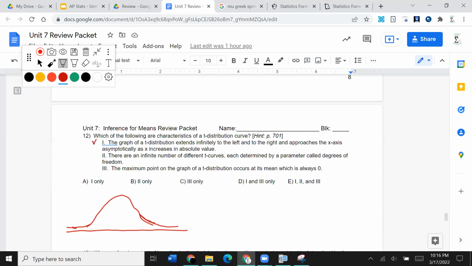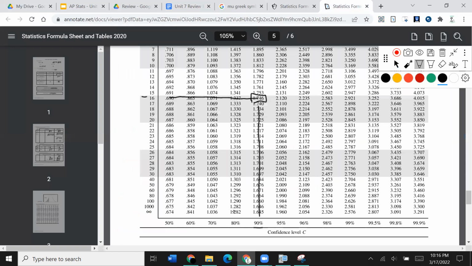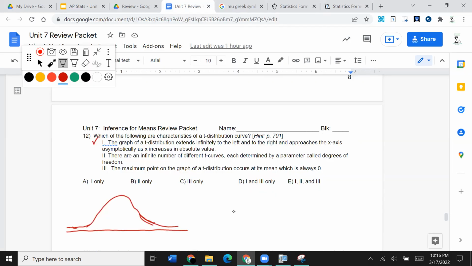That is true. There are an infinite number of different t-curves, each determined by a parameter called degrees of freedom. And right there on this formula sheet kind of gives it away, doesn't it? These numbers, there's an infinite number between 1,000 and infinity. Obviously, these numbers are very, very close to each other, but the closer you get to infinity, the more that t-distribution approximates a normal curve. But that is true, right? It'll be more like a normal curve with the higher degrees of freedom.